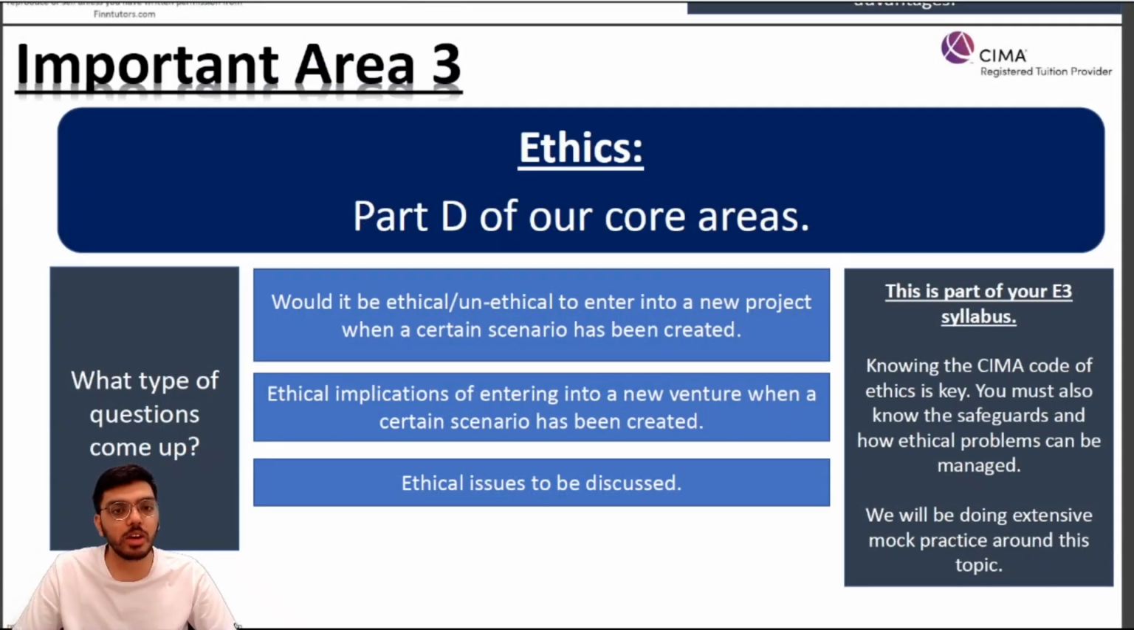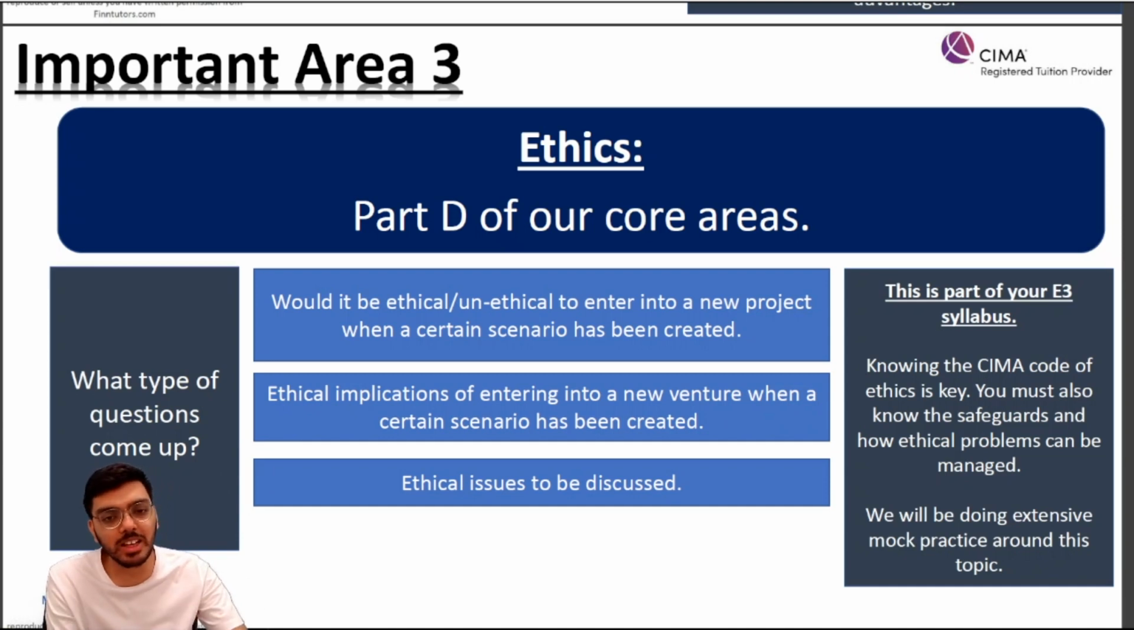Part 3 of our study is ethics. So it's a very important and common exam topic that comes up. I always say to my students that this is a subtask or an area that will come up in the exam, and this is a chance for you to score very good marks, because we'll give you a template to follow. So this is part D of our core areas. Often questions come up in this segment and they revolve around ethical or unethical behavior, which you have to pick out and then explain why it is unethical. What can you do to better that situation?